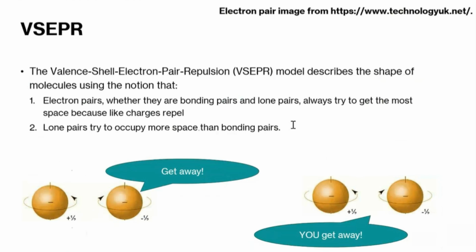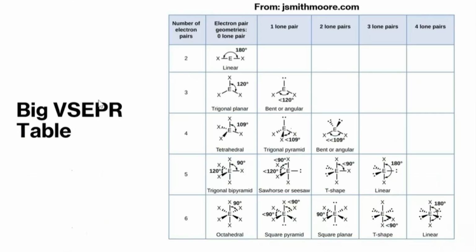Now, VSEPR just uses these postulates in order to predict the shape of a molecule around a central atom. Unfortunately, VSEPR is a bunch of memorization, so what I advise is going on to Quizlet or Anki, getting some flashcards, and trying to memorize these VSEPR tables. I suggest using something like Active Recall.